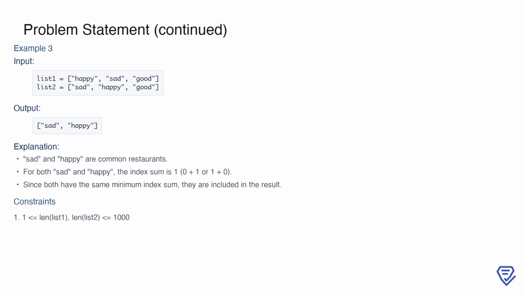Now, let's examine a case where multiple restaurants have the same minimum index sum. Suppose list 1 contains happy, sad, and good, while list 2 contains sad, happy, and good. Here, sad and happy are both common restaurants. For sad, the index sum is 1 from list 1 and 0 from list 2, giving a total of 1. Similarly, for happy, the index sum is 0 from list 1 and 1 from list 2, also giving a total of 1. Since both restaurants have the same minimum index sum, they are both included in the output. The result is sad, happy, and the order of these restaurants in the output does not matter.